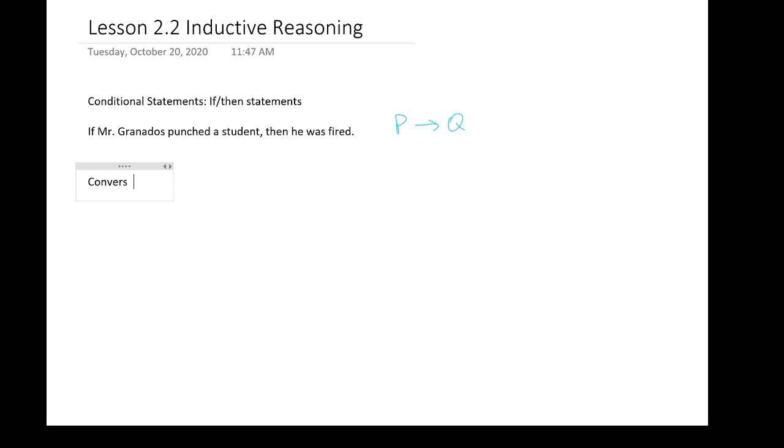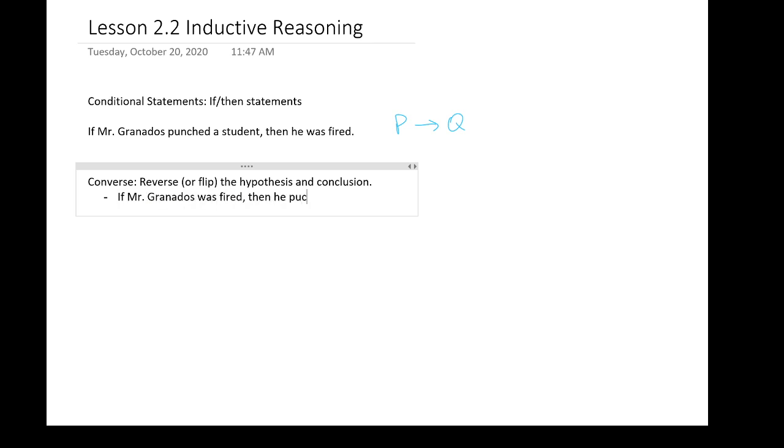First of all, we have the converse of the statement. Converse means that we reverse, or as sometimes you'll hear me say, that we flip the hypothesis and conclusion. So in this case, it would be constructed as, if Mr. Granados was fired, then he punched a student.